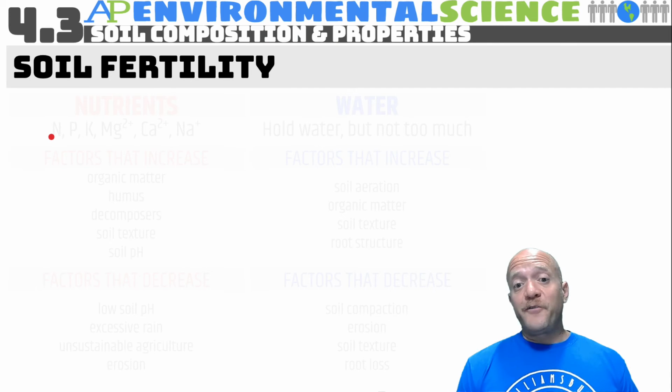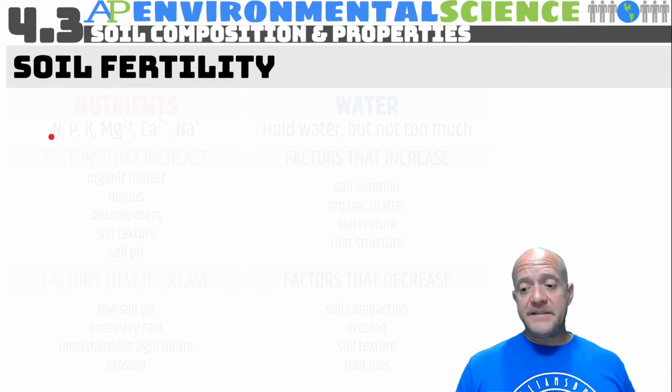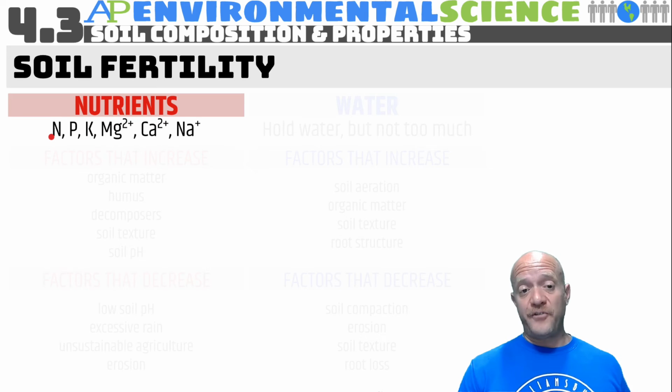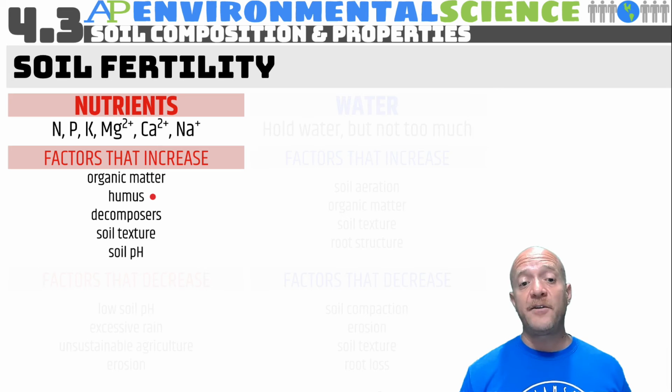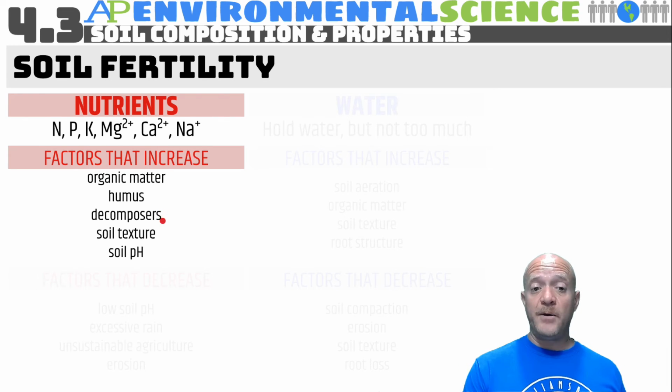When we're looking at soil fertility, we want to analyze a couple things. We want to look at the nutrients. We want to have these NPK, the nitrogen, the phosphorus, and the potassium, but we're also looking at magnesium, calcium, and sodium. So factors that are going to increase these nutrients, organic matter or humus, are going to increase the availability of these nutrients because they will be able to recycle them through the action of the decomposers.